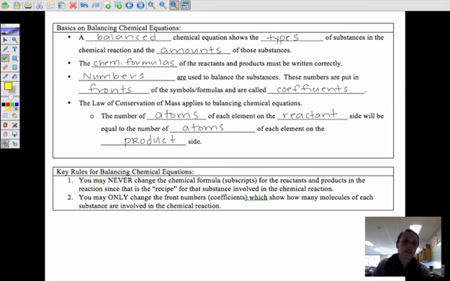Now that we have those basics down, there are 2 key rules for balancing chemical equations. The first and most important is that you will never change the chemical formula or those subscripts for the reactants and products, because that gives us kind of the recipe of what we're working with. The only thing you will change are those front numbers, or those coefficients, because we can change the number of molecules or how much of something we put in, we just can't change what it is.